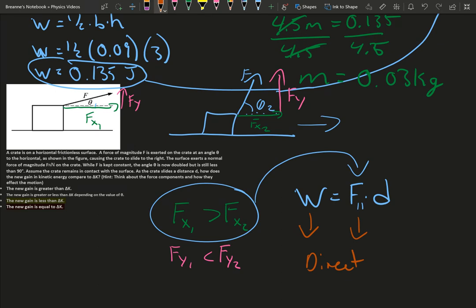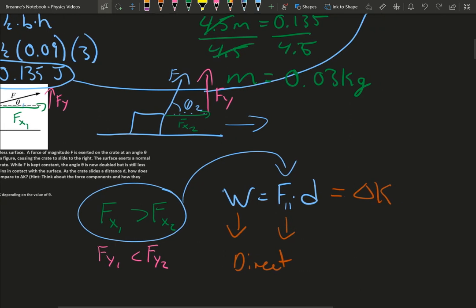And therefore, since your work equals your change in kinetic energy, if your work decreases, then your change in kinetic energy decreases. You're thinking about 1/2 mv squared, so your mass stays the same because we're still doing the same block, but your velocity is going to end up decreasing.